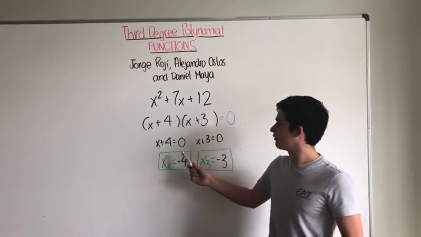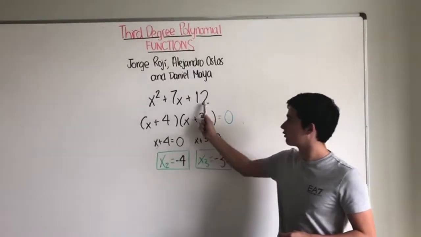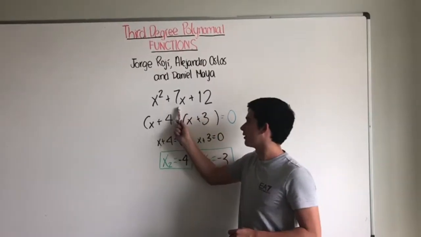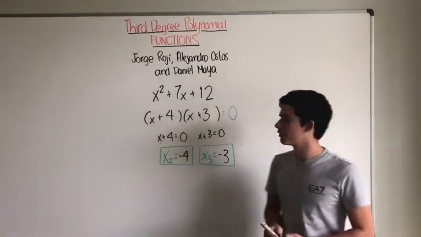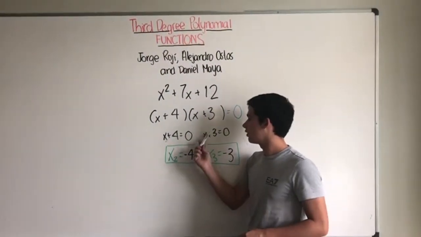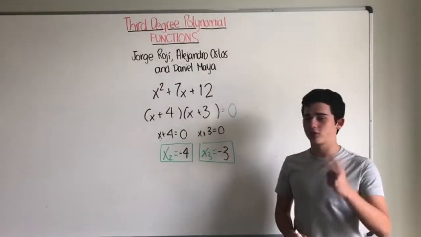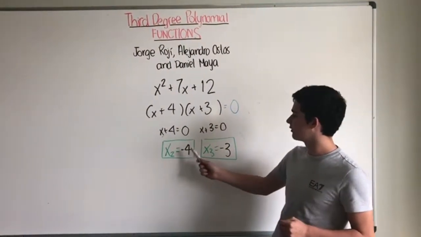Now we have to factor the equation that we got from the synthetic division. To factor, we have to find two numbers that multiplied get 12 and added get 7. Those numbers are 4 and 3. Then we set the equation equal to 0 and solve for x, and we get the other two results, which are -4 and -3.